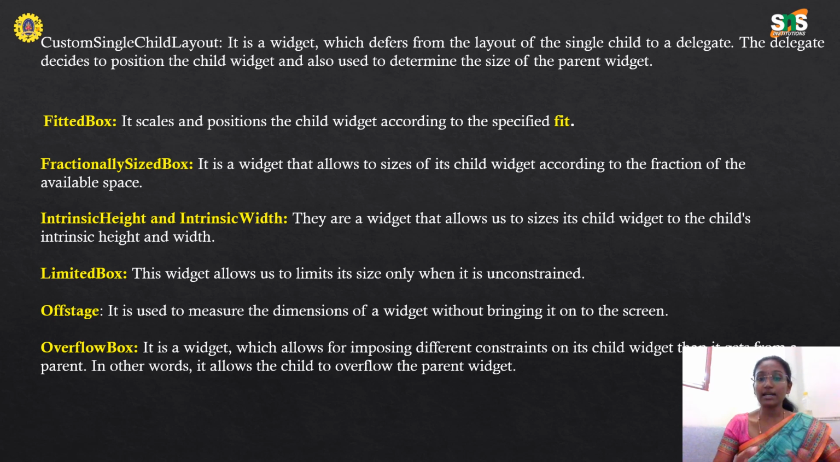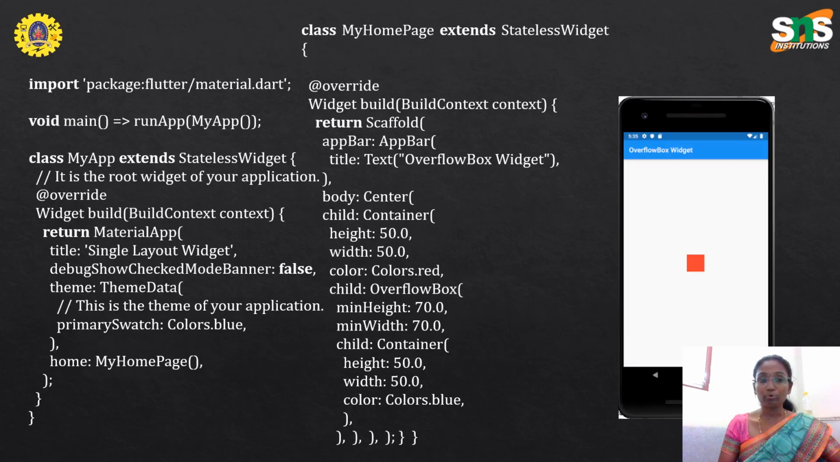Here I'll give some parent widgets for a child: the first one is FlutterBox, the second one is FractionallySizedBox, the next one is IntrinsicWidth, and the next ones are LimitedBox and OffsetBox.